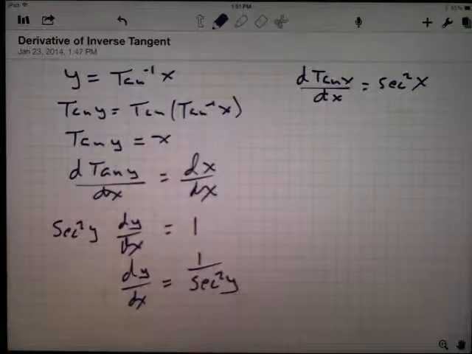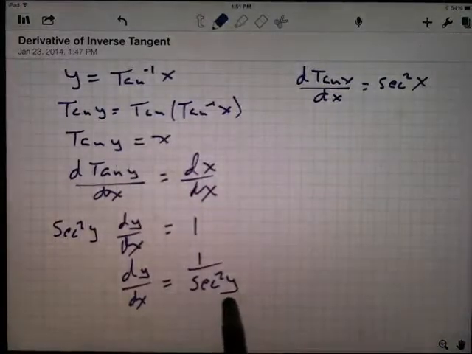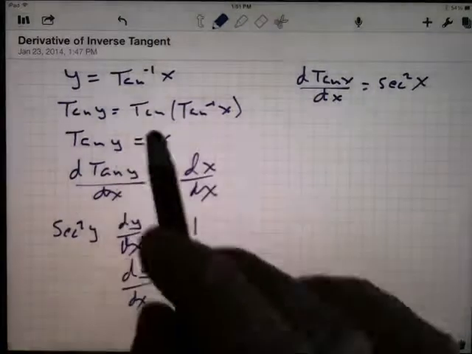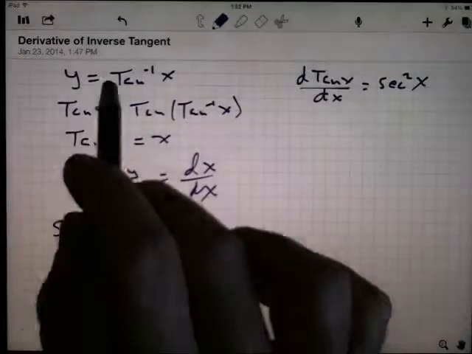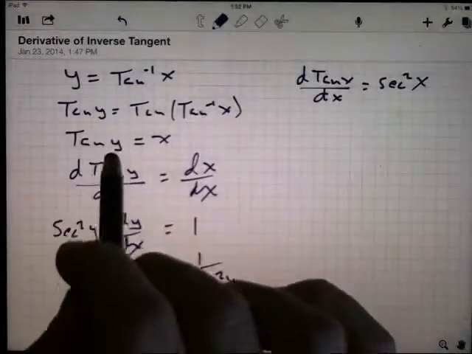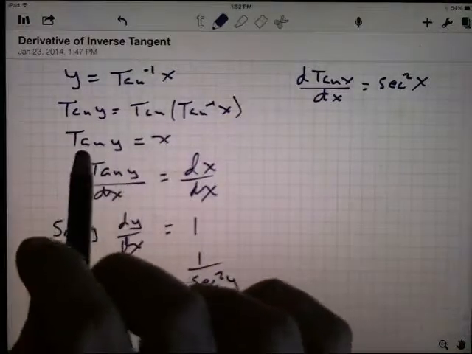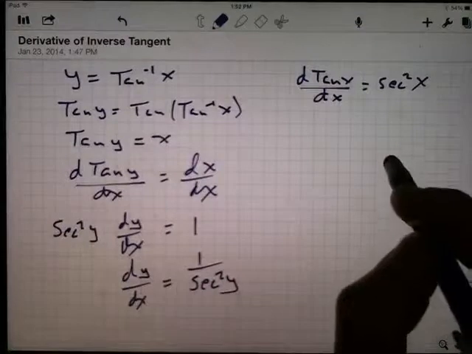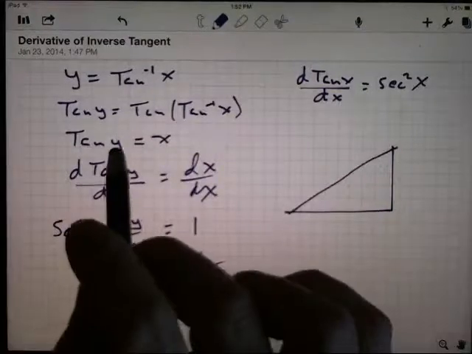This is, however, a completely unsatisfactory answer because I didn't start implicitly. I started explicitly, so I don't want my answer in terms of y, I want my answer in terms of x. So I've got to somehow get back to x's. Well, I need a relationship between x and y. I have either the original one or the inverted one here. Either way, I see a trig function here, so there's got to be a triangle involved. So I've got a triangle.